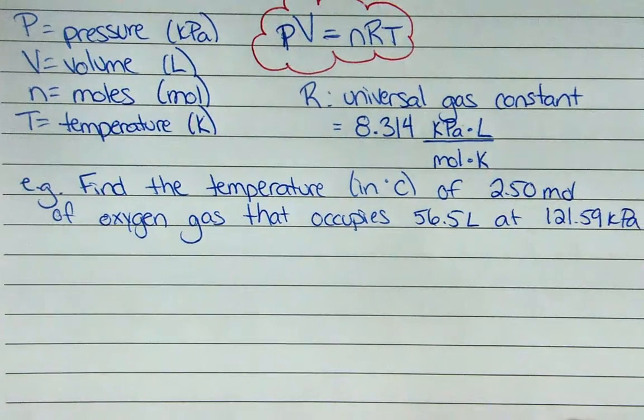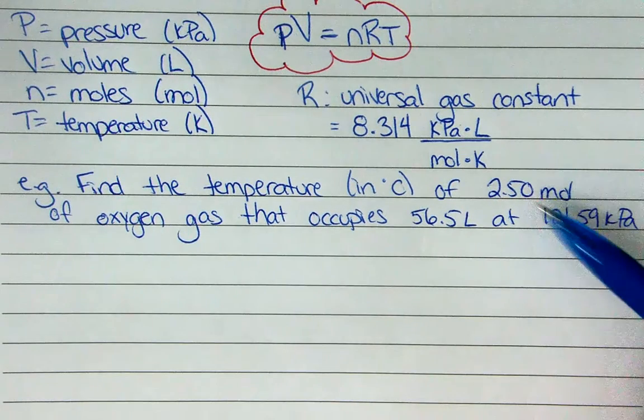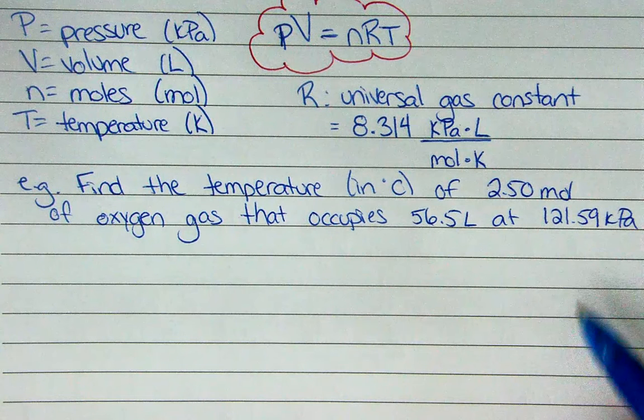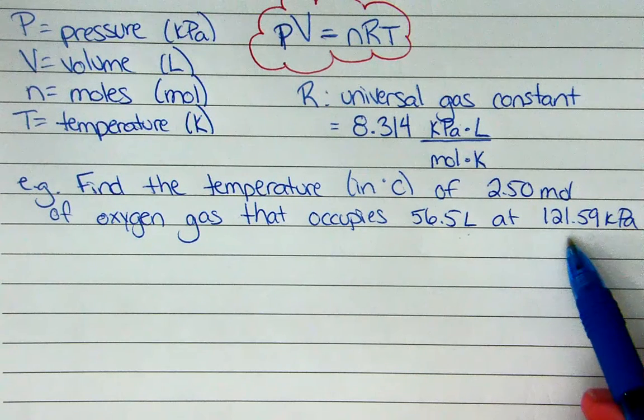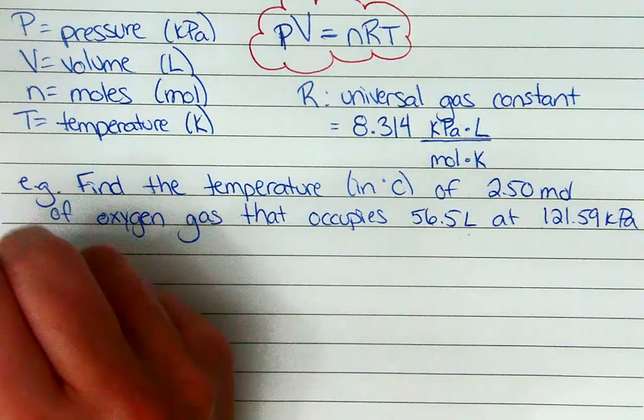Here's my question for you. Find the temperature, final answer is going to be in degrees Celsius, of 2.50 moles of oxygen gas that occupies 56.5 liters at 121.59 kilopascals.